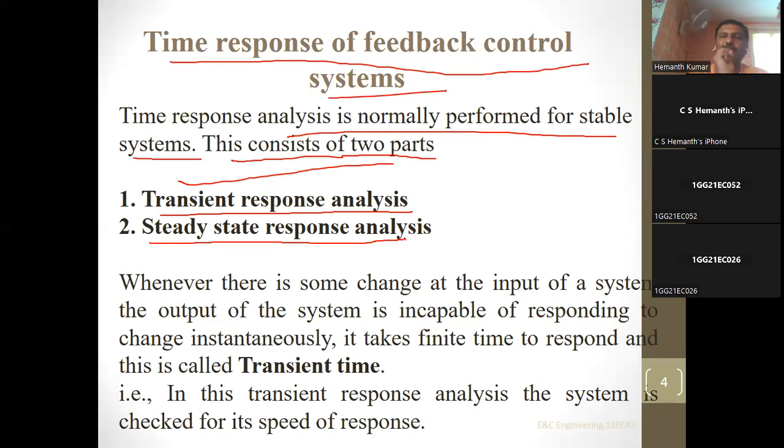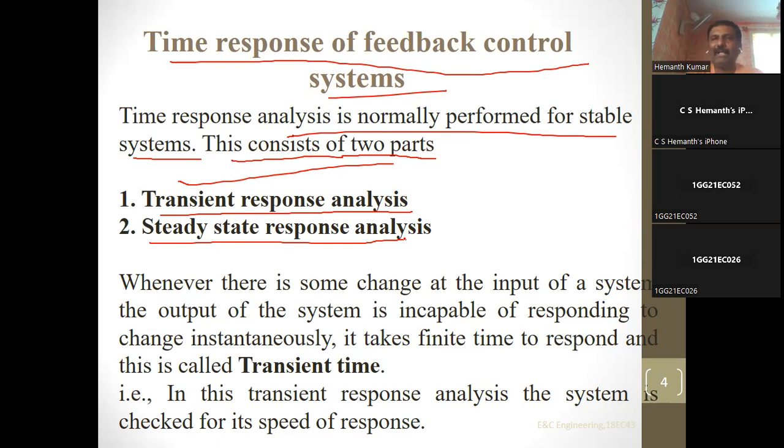If I try to make any changes at the input, it takes certain time to reflect at the output. Let me take the example of our online class itself. Because of the signaling problem, I may deliver things at some time, but you may be able to receive the same signal only after some time. There will be some delay, right?